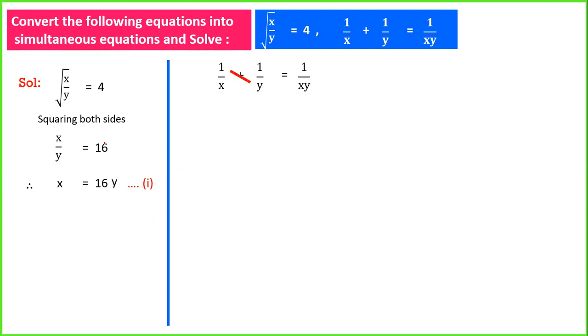When I say LCM, first we'll multiply this 1 into y. This gives us y. 1 into x, that gives us x, upon x into y, that gives us xy, is equal to 1 upon xy.